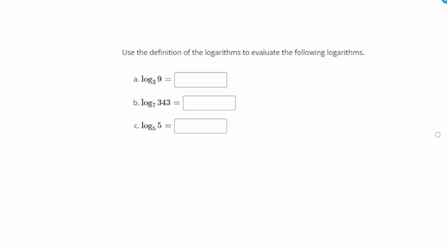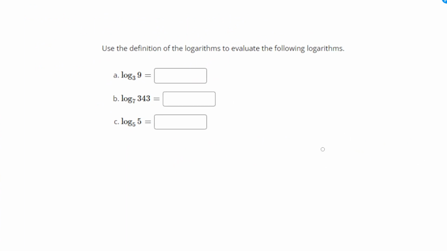We want to evaluate the following logarithms. So we're basically solving them. A way to evaluate logarithms is to convert back into your exponential form. So we have 3 to the what equals 9. It's 2, right? We know 3 squared equals 9. So 2 is our answer. We're solving for whatever our exponent is.